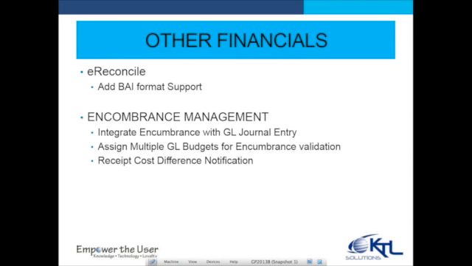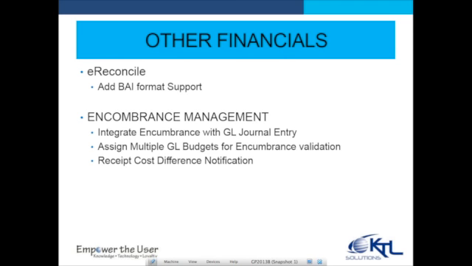Electronic reconcile. Now we can support the BAI format. And then encumbrance management, which is misspelled. Encumbrance is now integrated with the general ledger. You can now have multiple budgets for encumbrance validation, and then you now have a receipt cost difference notification.